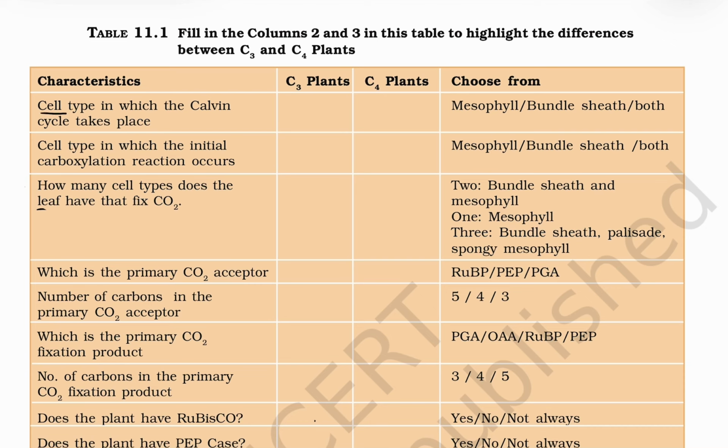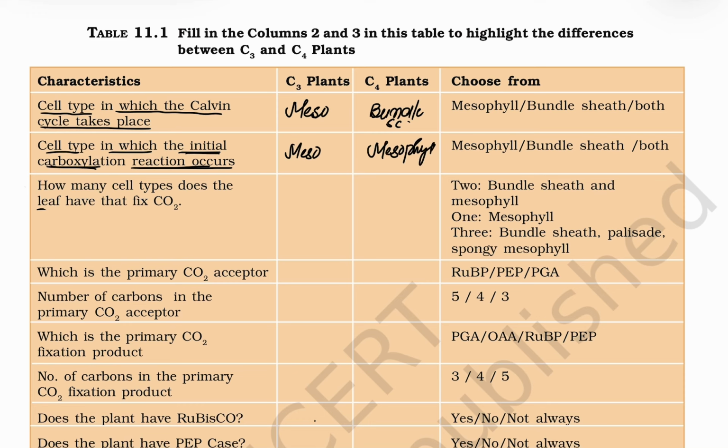First, the cell type in which the Calvin cycle takes place. In C3 plants, the Calvin cycle takes place in mesophyll cells, but in C4 plants, the Calvin cycle takes place in bundle sheath cells. Second, the cell type in which the initial carboxylation reaction occurs. In C3 plants, the initial carboxylation reaction occurs in mesophyll cells, and in C4 plants, it occurs in mesophyll cells also.